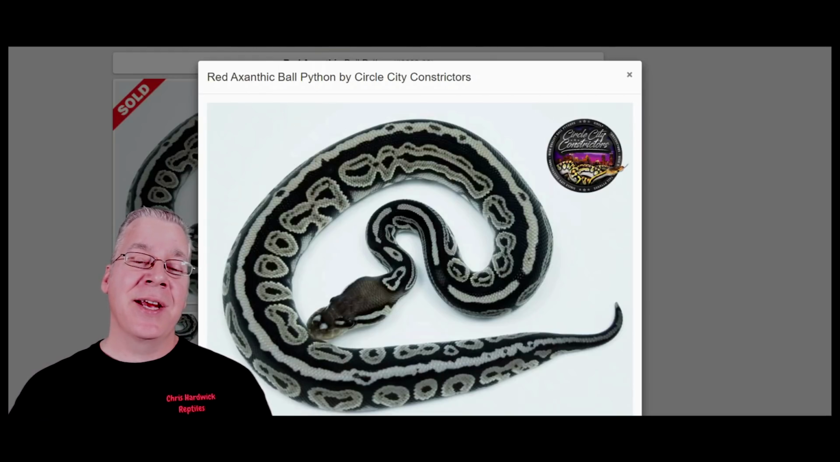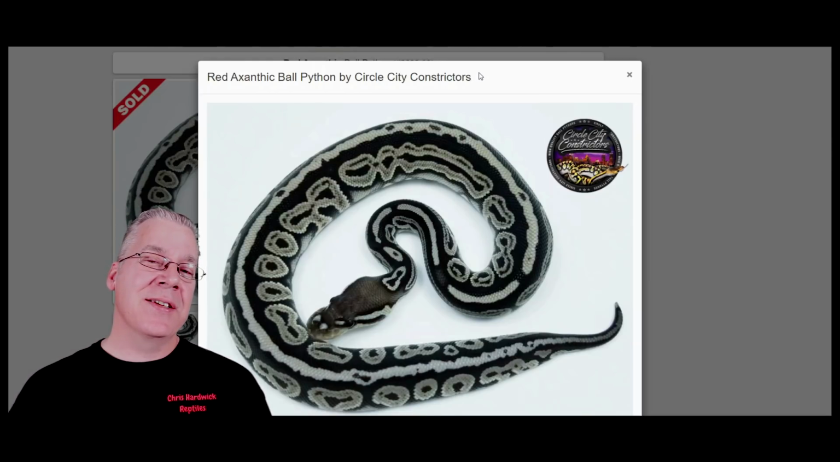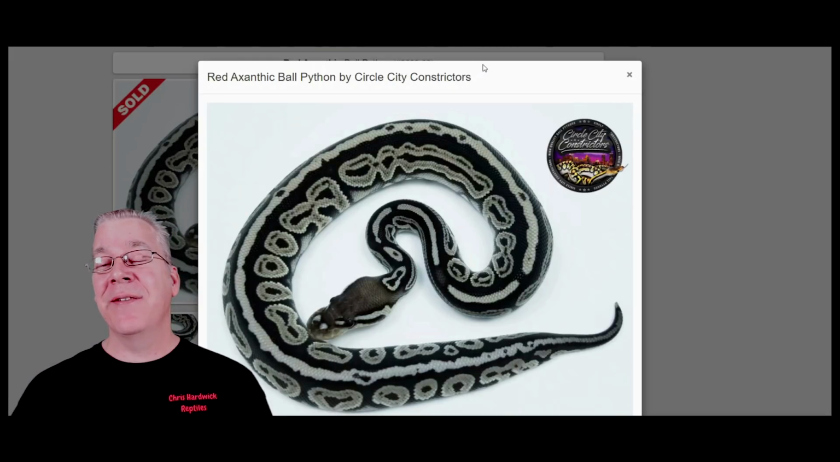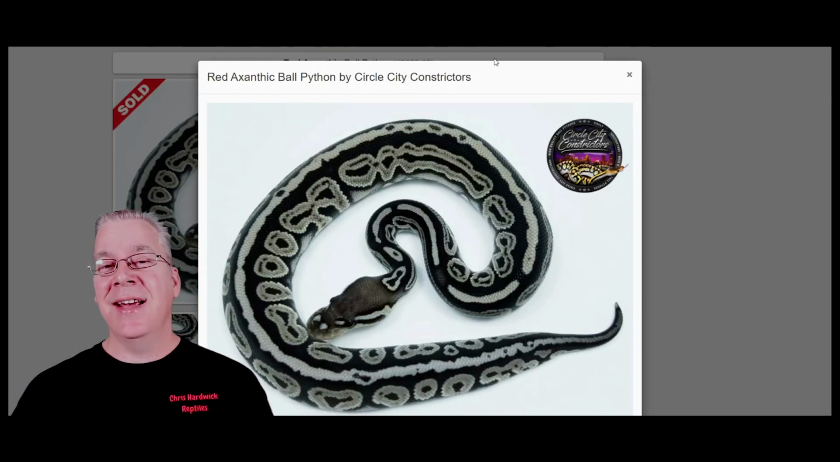So the interesting thing is they recently discovered that Enchi is allelic with cinnamon. So if you have a cinnamon Enchi and breed it to something else, half the offspring come out as Enchi, half come out as cinnamon. You may have heard that just recently, in the last couple of years. And the interesting thing is that the cinnamon is also allelic with black pastel, and it's also allelic with het red axanthic.